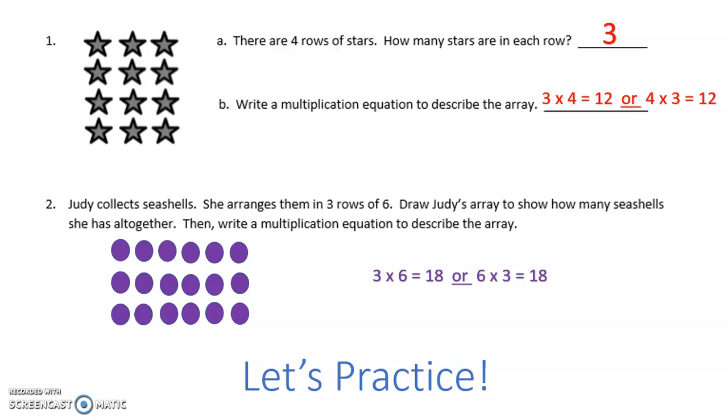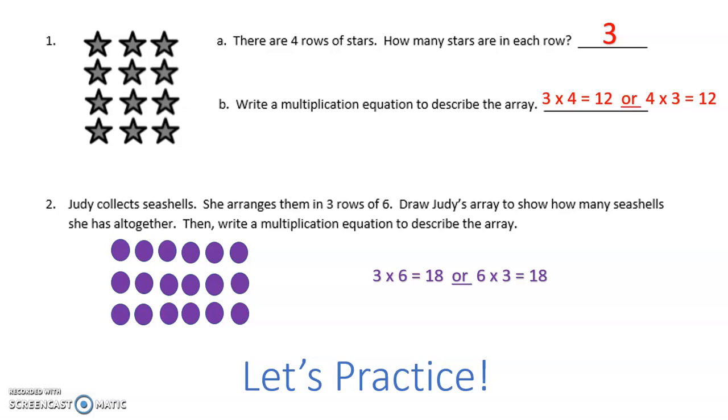So she arranges them in 3 rows of 6. So there are 3 rows of 6. I put 3 rows of 6 purple circles. Now, we have to write a multiplication equation. Remember, that has an equal sign and an answer. So how many rows do you have? 3. So 3 times, how many in each row? 6. 3 times 6 equals how many altogether? 18. Remember, we can flip-flop those factors.